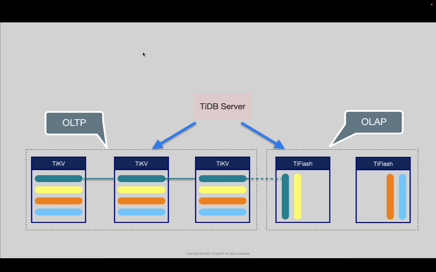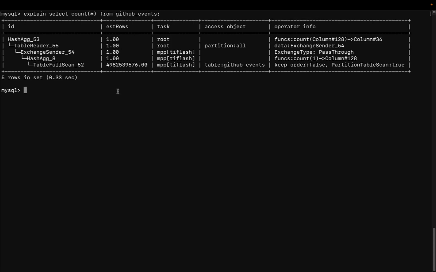Okay, let's now get back to the terminal. This time I'm going to show you the execution plan of the select count(*). I'm going to show you that this analytical query will be directed to TiFlash, which is a column store. So we are now at the backend database of OSSInsight, which is TiDB. What I'm going to show you is the execution plan of this analytical query, which is select count(*) from github_events. Okay, cool. As you can see, this analytical query is directed to TiFlash, which is a column store. This is exactly what we are expecting.